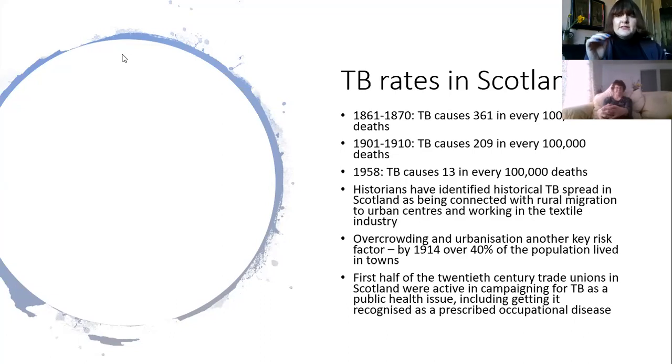So historians have identified historical tuberculosis spread in Scotland as really tied into the Scottish economy. So tying it a lot with rural outmigration. So this idea that as a young working age male, you would leave your village, go to a city or a town to work for a bit and then return. But obviously, as you return, you also bring disease with you. The disease is associated with urban living. So that was one factor.